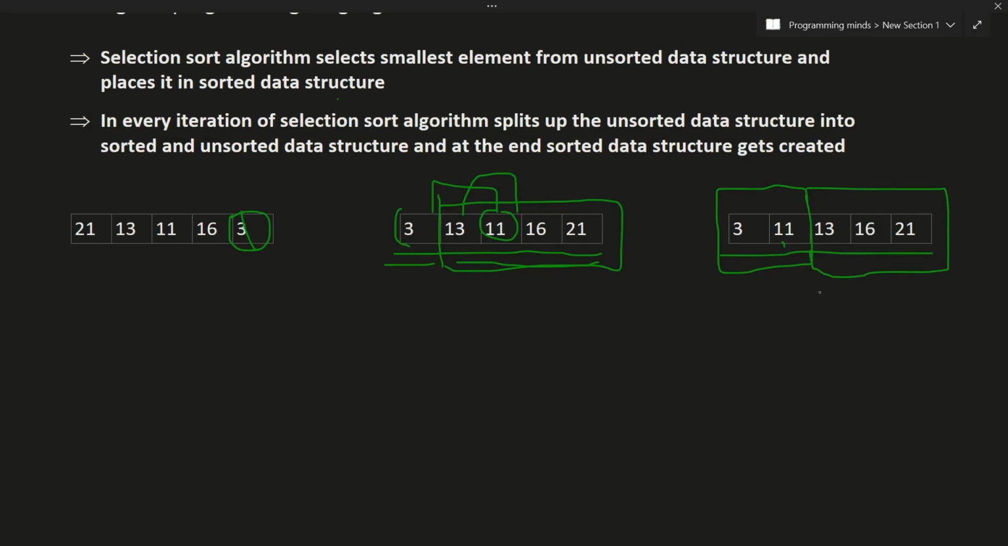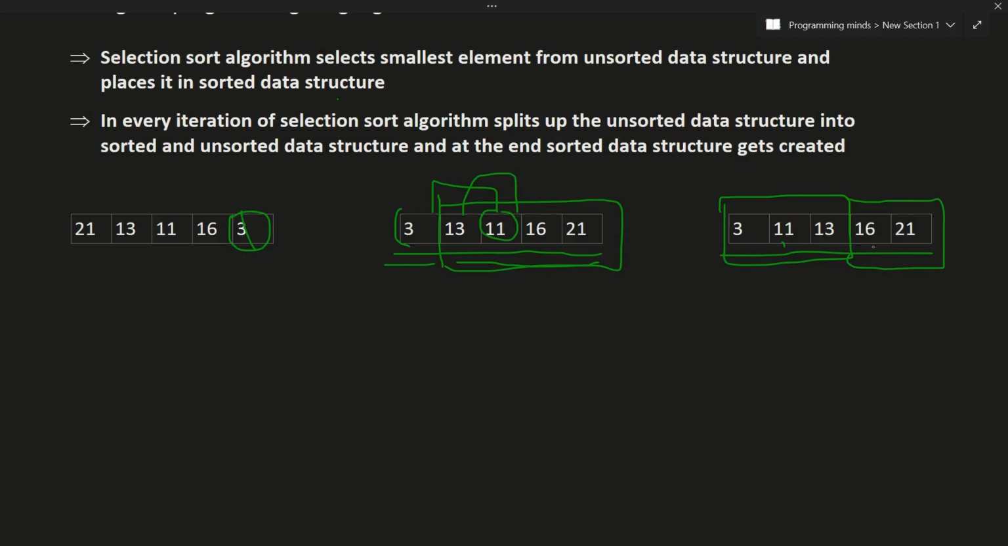So after that we will check smallest element from the unsorted array. So it is 13 and it is already at the sorted place because it's greater than 11 and smaller than 16 or 21. So we will find sorted sub array like this: 3, 11 and 13. So we have unsorted array as 16 and 21.